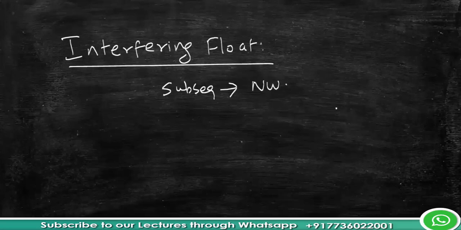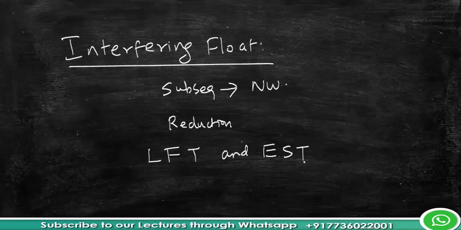So the interfering float can be defined as that part of total float which causes a reduction in the float of the successor's activity. Because when you use the float, it will affect the float of subsequent activities. To put it in other words, it can be defined as the difference between the latest finish time of the activity under consideration and the earliest starting time of the following activity, or 0, whichever is higher.